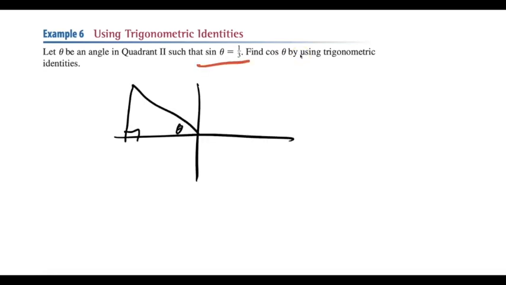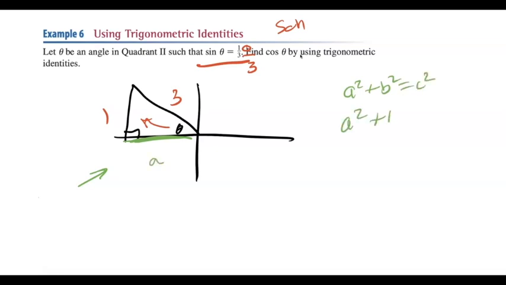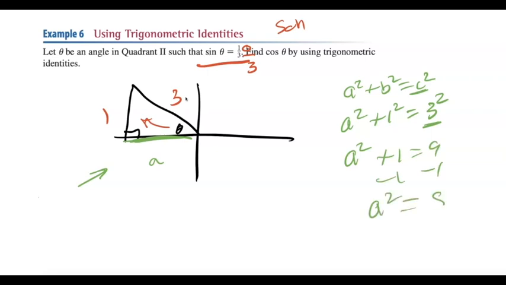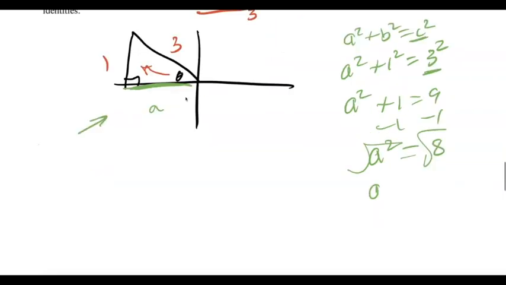I know sine is 1/3. So SOHCAHTOA, opposite is 1, hypotenuse is 3. And I can use that to find the missing side. Right here, we're going to go a squared plus b squared equals c squared. But remember, a and b don't matter. We'll say that's a squared plus 1 squared equals 3 squared. C has to be hypotenuse, that's why it's 3. So I get a squared plus 1 equals 9, minus 1 minus 1. A squared equals 8. Take the square root. A equals the square root of 8.